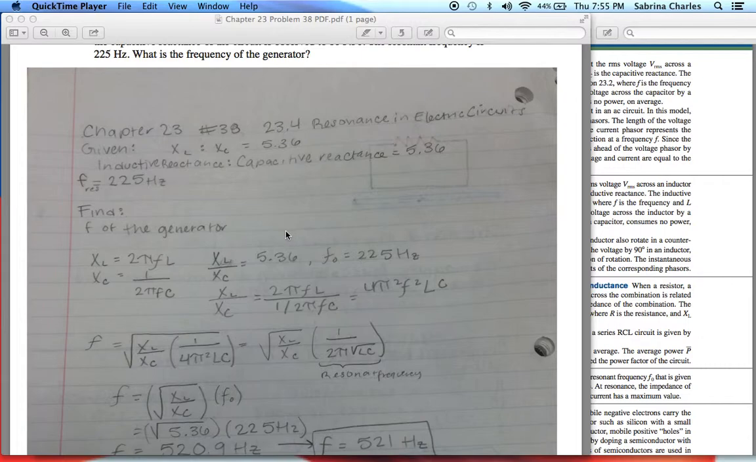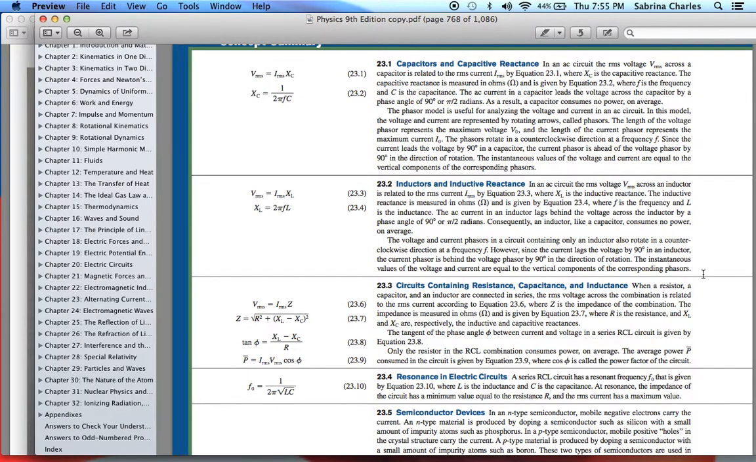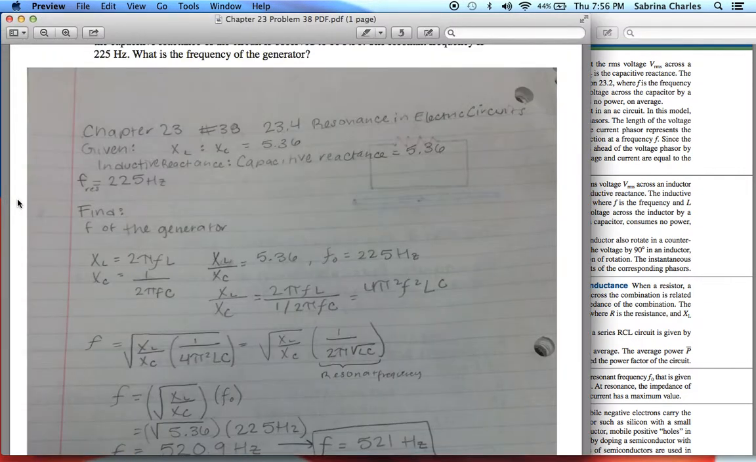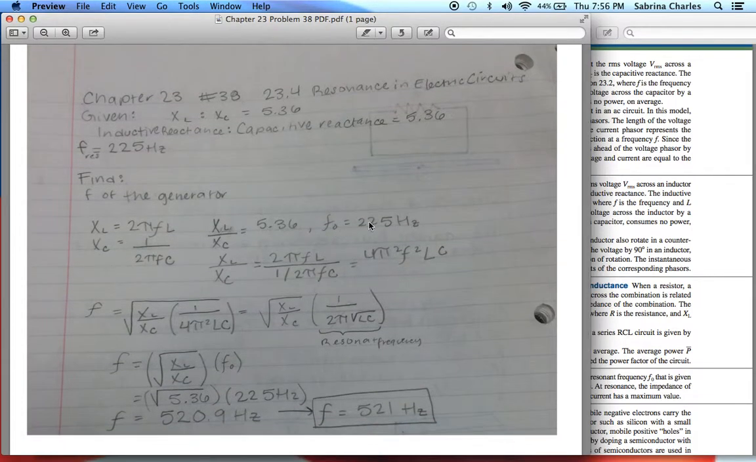And the ratio can be set up as XL over XC in a mathematical way. So we know that our XL is 2 pi FL and our XC is 1 over 2 pi FC. And we find these formulas within section 1 and section 2. So this is the inductive reactance and this is the capacitive reactance. So those are going to come in handy. So once again, our F sub 0 is 22.5 hertz.